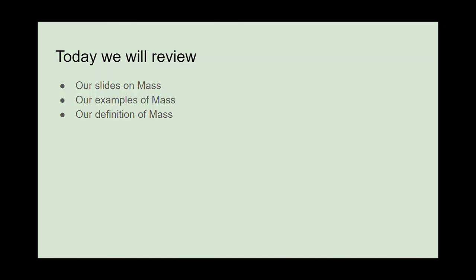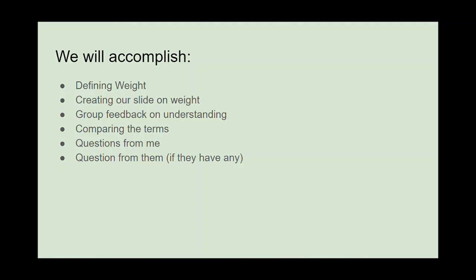I used the example of an apple because we could take a big bite and then its matter changed in what we were holding in our hand. And then the definition of mass, because we want them to really know the definition of mass before we learn weight, because weight and mass can be very similar and very confusing, but we want to know a clear distinction. What we will accomplish today, we're going to define weight.